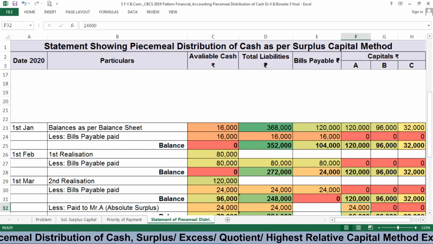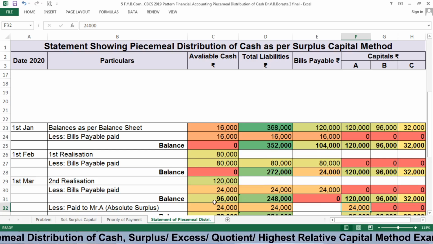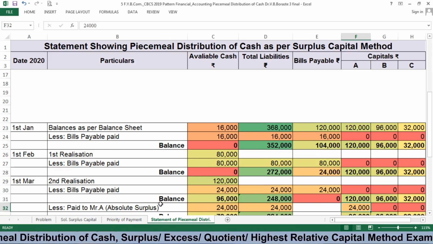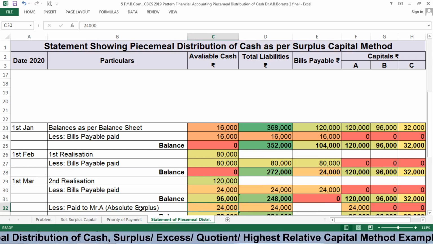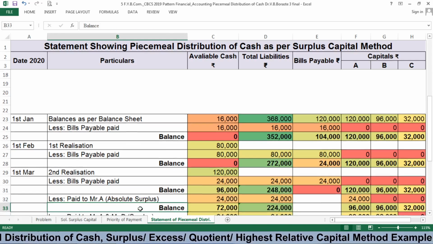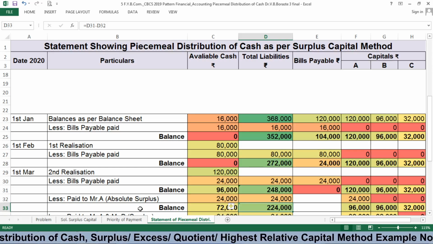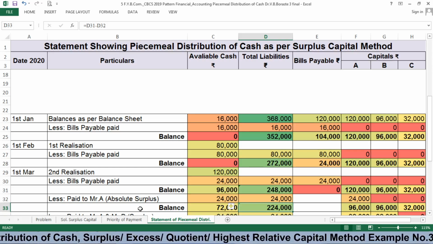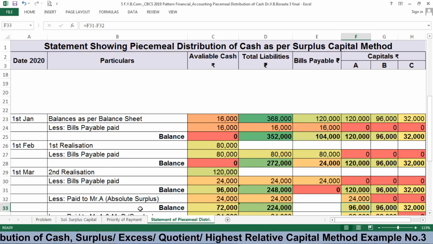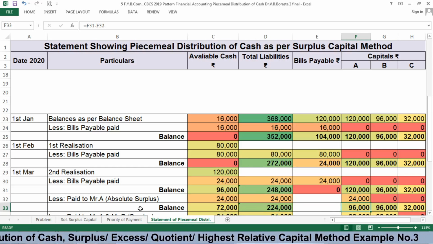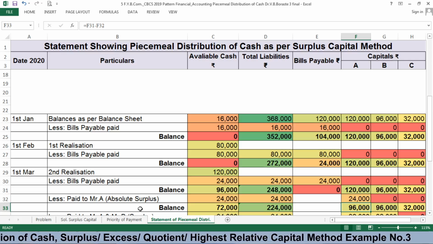We are not going to pay a single rupee to B and C because it's the absolute surplus of Mr. A. After payment of absolute surplus to Mr. A, the balance in our hand will be: cash 72,000, total liability 2,24,000 still payable, and Mr. A's capital comes to 96,000 after the payment of 24,000.